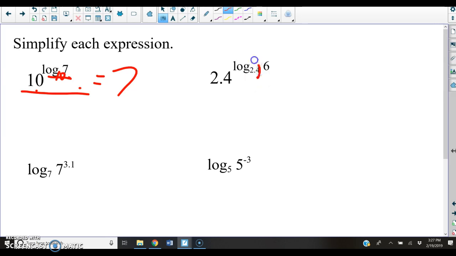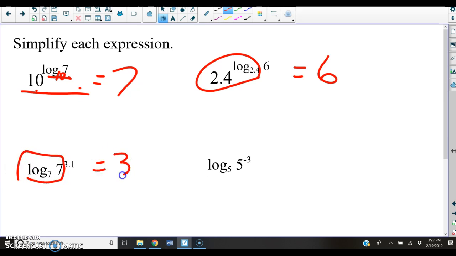Okay? Right here, these match. You're just going to get 6. Okay? These match. You're just going to get the exponent. It's asking, what's the exponent? This is asking, what's the exponent? What's the exponent for 5? It's -3. Now, if the base for your logarithm doesn't match the base for your power, then it doesn't work the same.